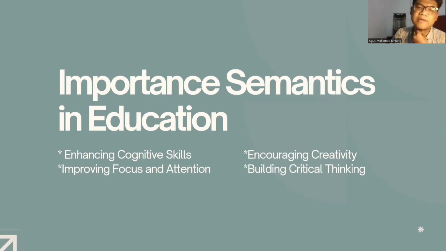The fourth part of the importance is building critical thinking. When they build critical thinking, they have the capability to handle the complexity of meaning, to work out what the meaning of a word is and what the insight behind it is. That's why this is the importance of semantics in communication.